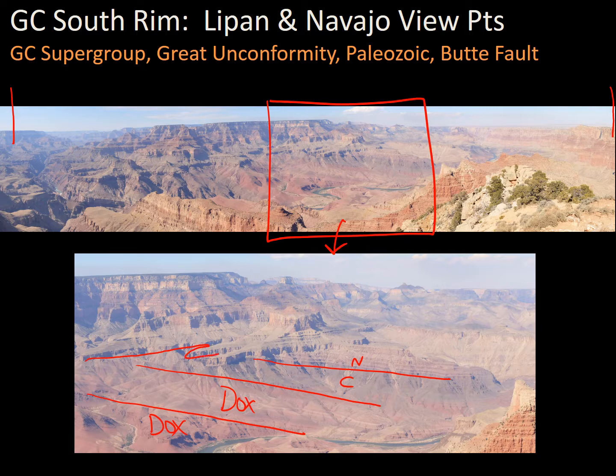What I'm drawing here is the boundary between the Tapeats Sandstone, which is that flat-lying unit just above this red line, and the underlying Proterozoic Supergroup rocks. And these rocks are nearly flat-lying. They're not perfectly flat, but they're very close to flat, just a few degrees of dip, depending on where you are. So what we have here is a great example of an angular unconformity.